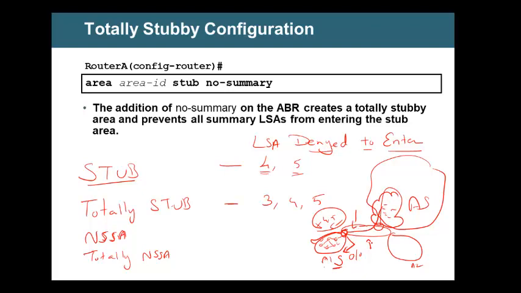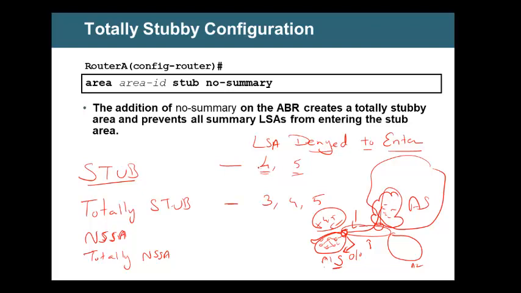Area 0 should never be configured as stub, because area 0 is the only way via which other areas will know about all networks, isn't it? Area 0 is the mediator, area 0 is the intermediate, area 0 is the backbone. Right.